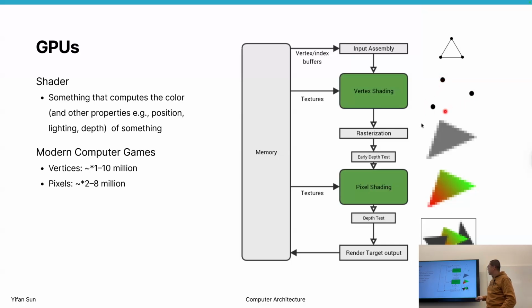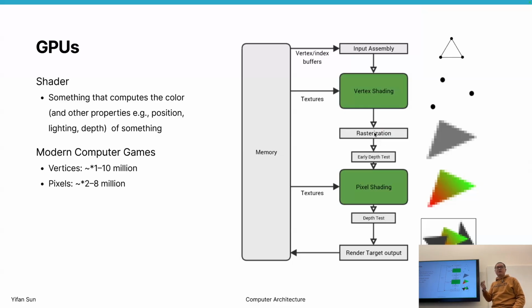So we calculate the color of everything, right? Then we do rasterization. Basically, we convert into pixels. Then we do pixel shading. We calculate the color of each pixel, and we combine them together, and we render the final output.